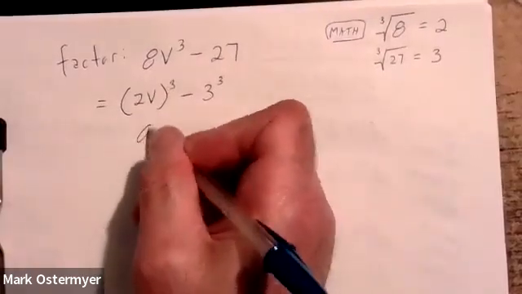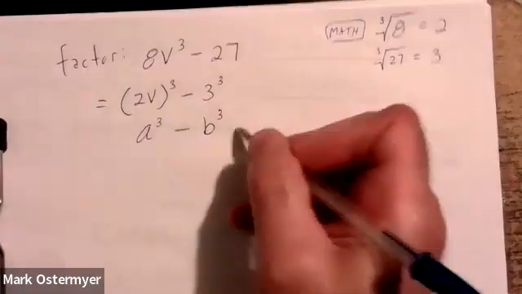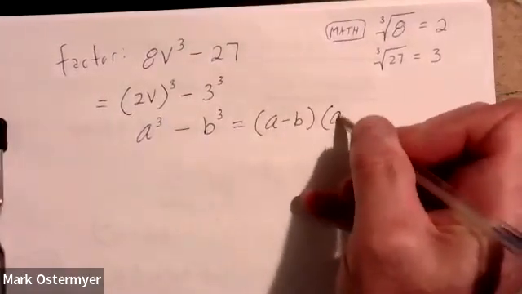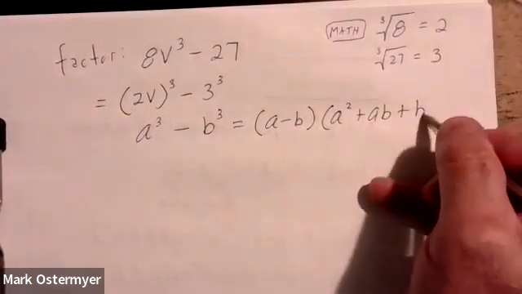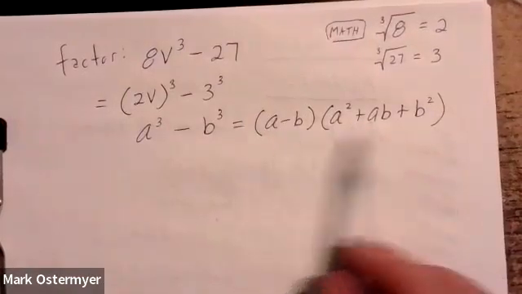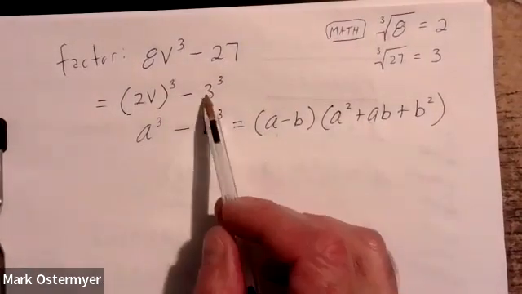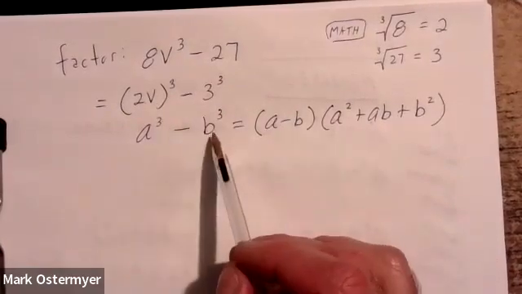And underneath it, I'm going to put the template, if you will, as to how we factor the difference of cubes to kind of guide me along. Now, you don't have to do this if you haven't memorized well enough, but this would be how we factor the difference of cubes. My A is really a 2v and my B is really a 3. So A gets replaced throughout with 2v and B takes on the value of 3.